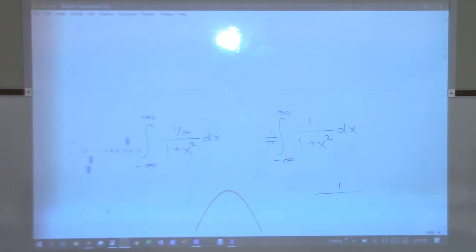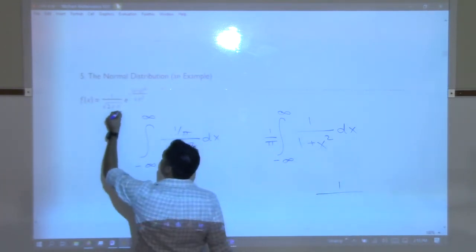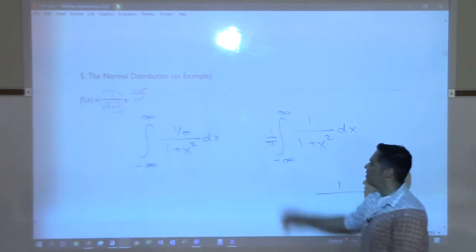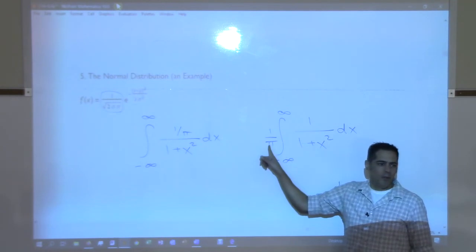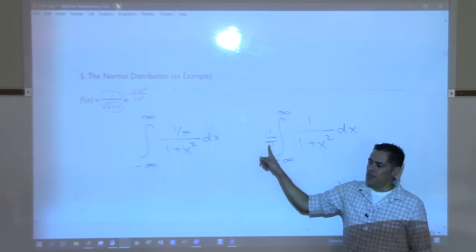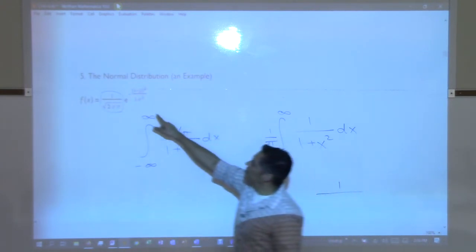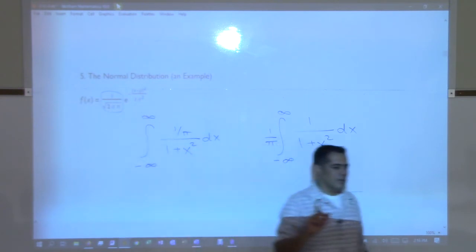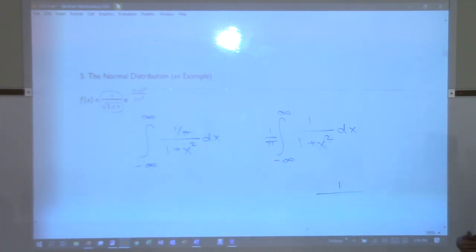If we go back to this example right here, the standard normal distribution, what I want you all to see here is that this 1 over the square root of 2 sigma pi is kind of like the 1 over pi here. It's what we had to scale it by in order to get it to be 1. And then the rest of it is the function itself. And I'll tell you right now that this function right there, we cannot integrate with any methods we have. We don't have a method to integrate that. You would have to use series for that.